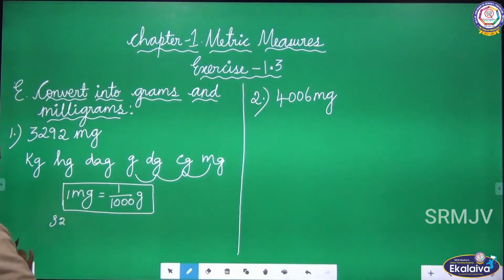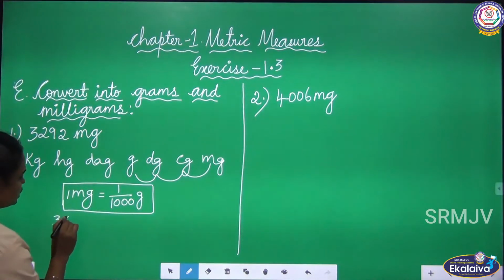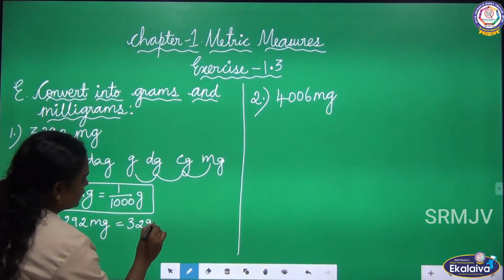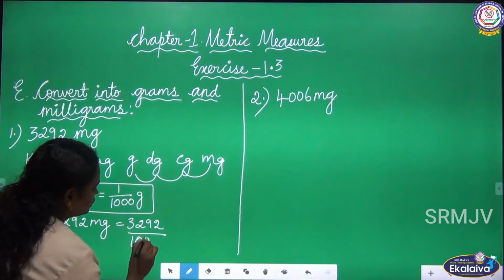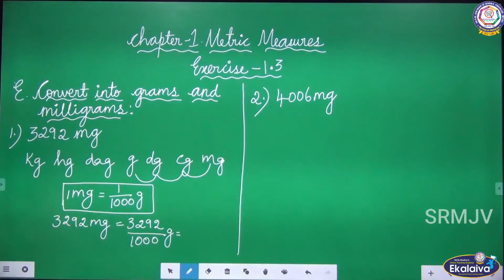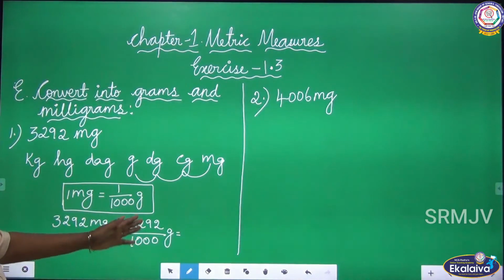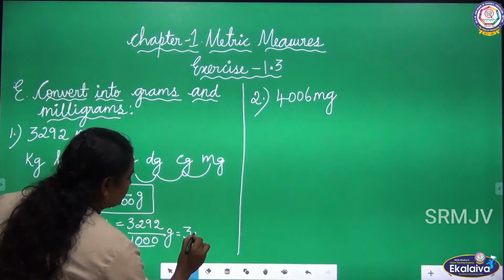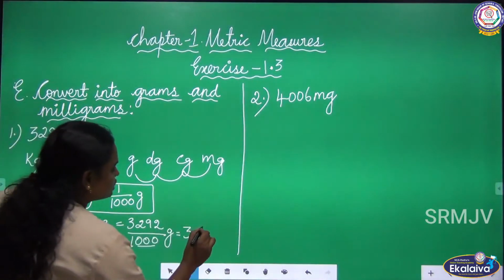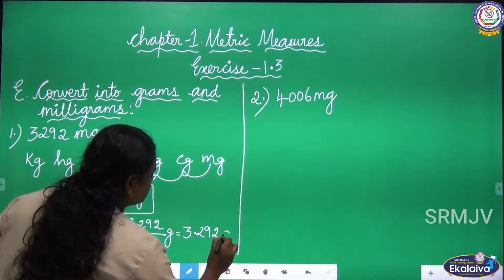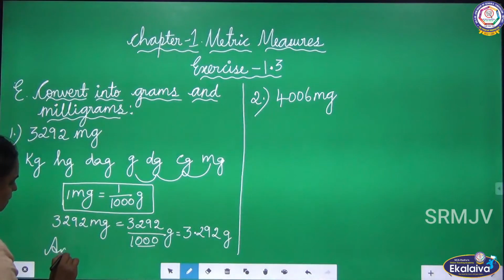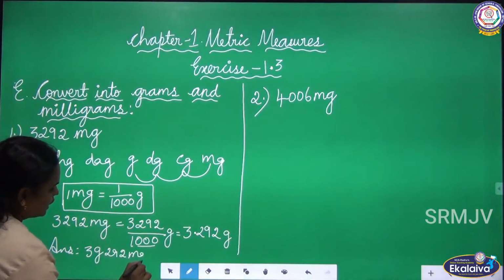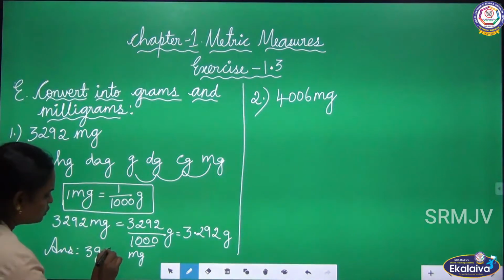So 3292 milligram equal to 3292 divided by 1000 gram. Tell me, in decimal form, how will you write it? See, in the denominator 3 zeros are there, so you have to leave 3 decimal places, 1, 2, 3. So 3.292 gram. This is nothing but 3 gram and then 292 milligram.